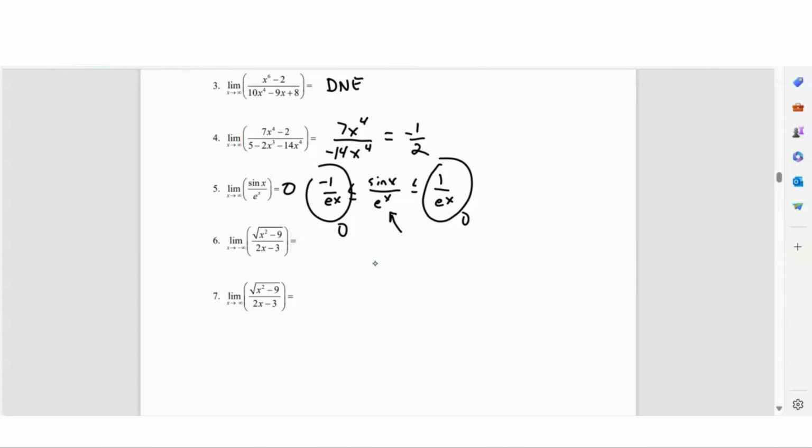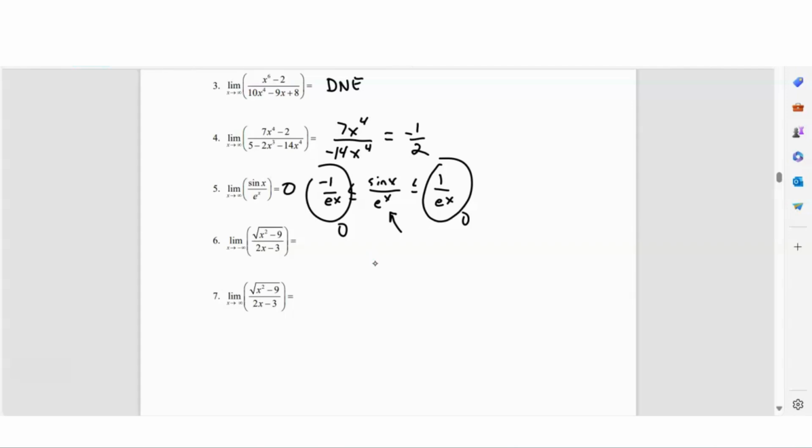The other way to think about it is, since sine is, again, between -1 and 1, we know that's going to stay fixed as a top function, and the bottom function is going to grow very fast, so it's going to be bottom heavy. All right, number 6.